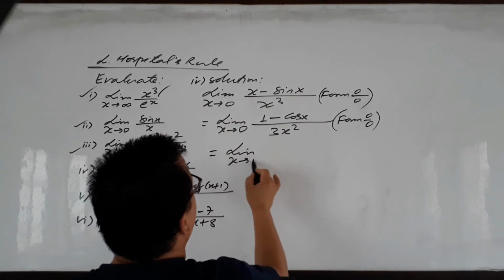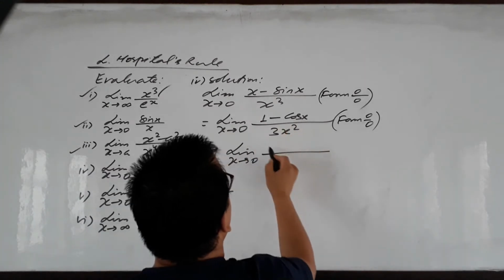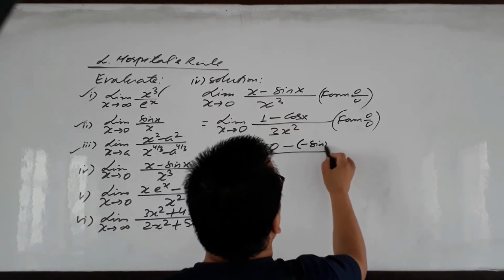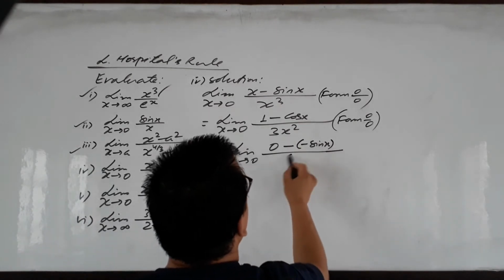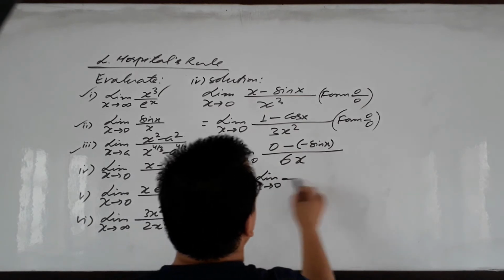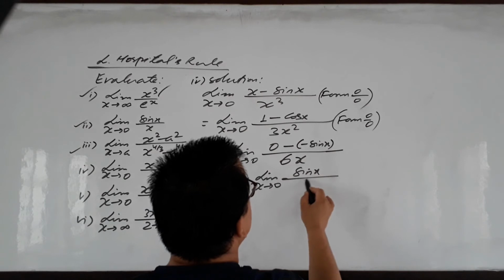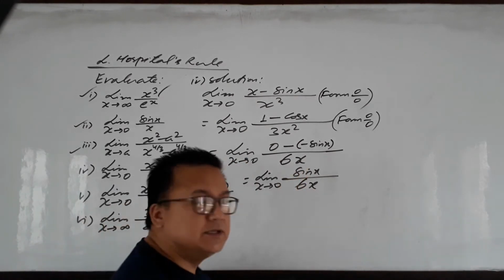So again you need to find the derivative of the numerator. The derivative of 1 is 0, the derivative of minus cos x is sin x, and the derivative of 3x square means 6x. So we get sin x over 6x. Again sin 0 is 0, and 6 times 0 means 0.